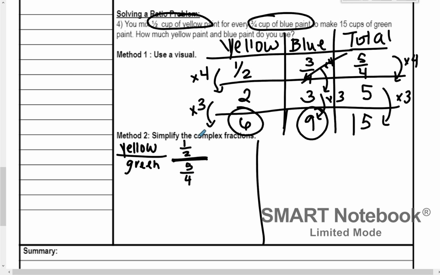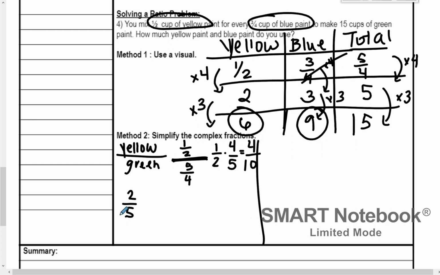Now when we divide fractions, we keep, change, flip. So I am just going to show that work right away. 1/2 times 4/5. So we get that equal to 4/10. Last thing we want to do is reduce it. So we get that down to 2/5. What this means is that 2/5 of the total amount of paint is going to be yellow.